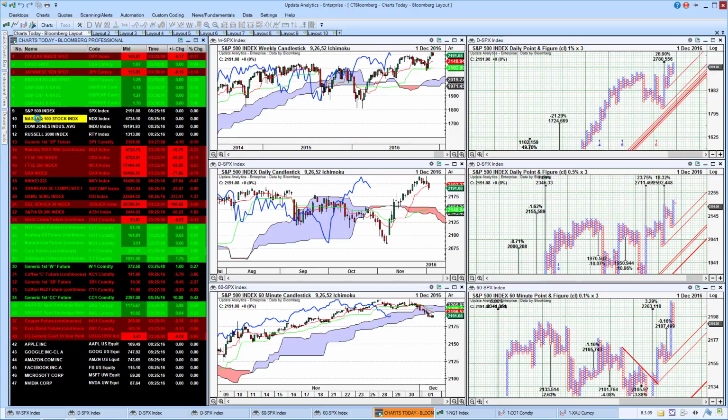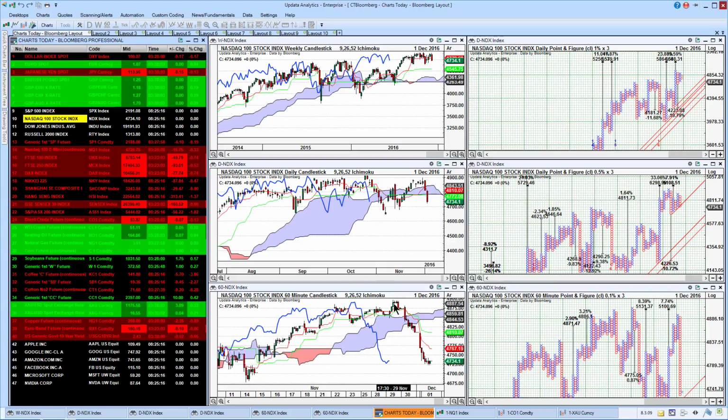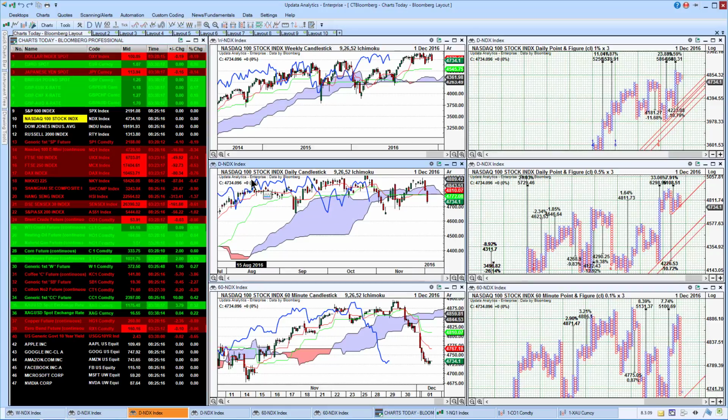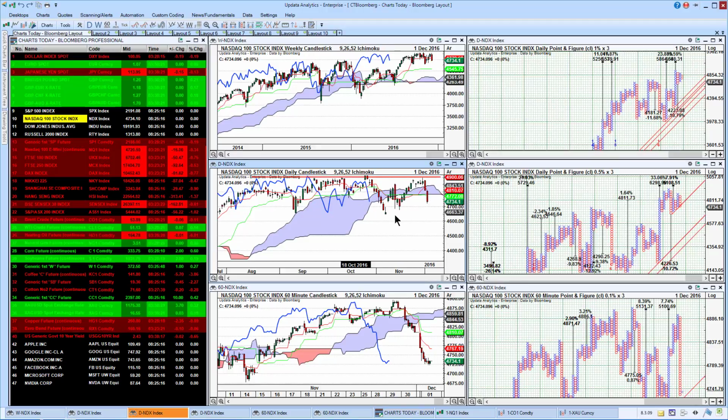If we look at the Nasdaq, Nasdaq really struggled, had a big sell-off the last couple of days, back below the cloud. So this is clearly bearish. The daily chart just shows how this 4900 level is just a step too far for the Nasdaq, and really interesting there that we just can't break that level. So at the moment, that 4900 level is just proving too difficult.